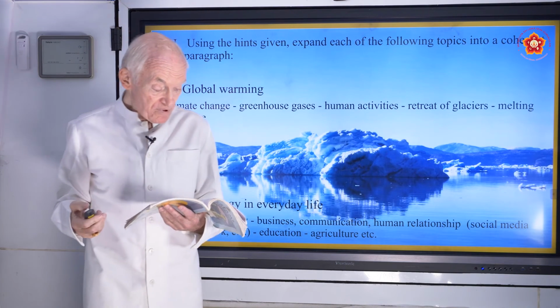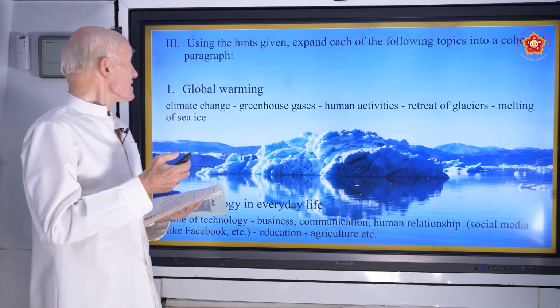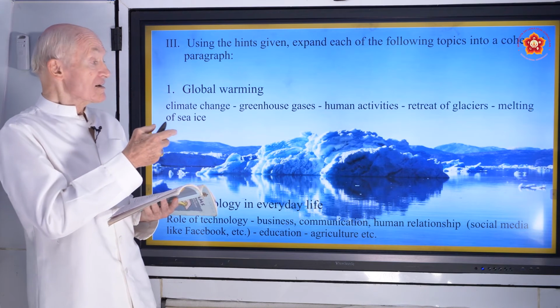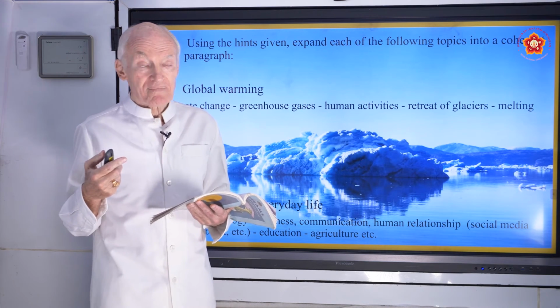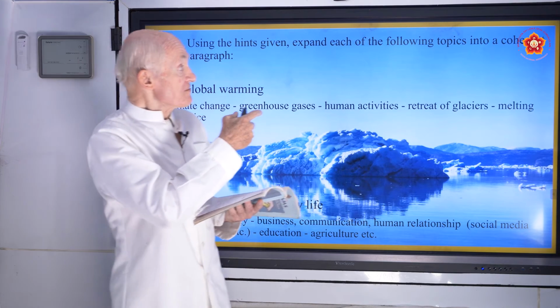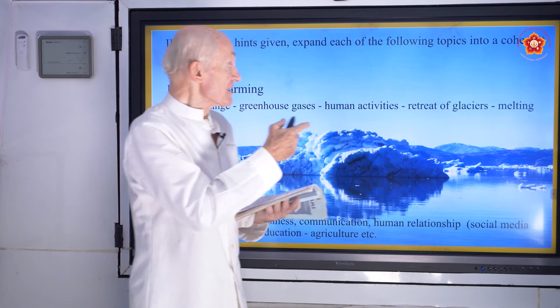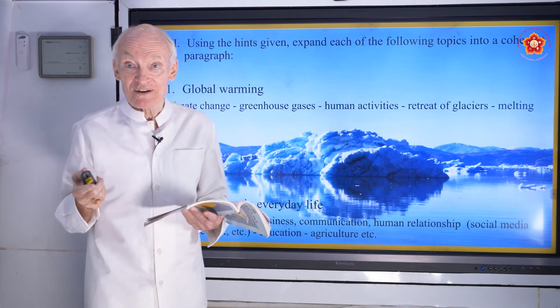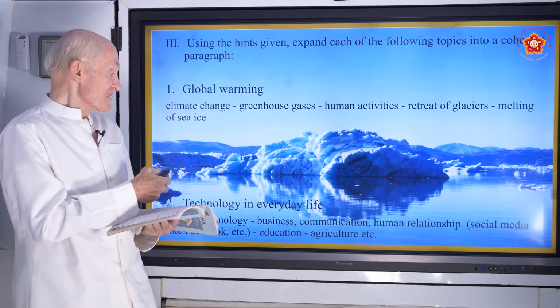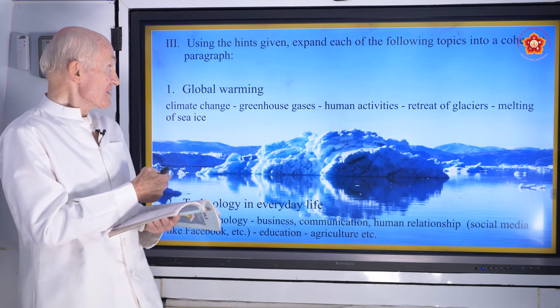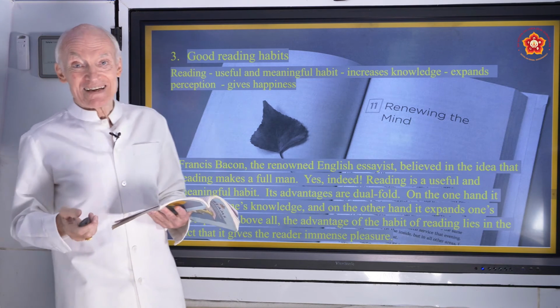Now, what they've done in your book is they've given us five examples of writing paragraphs. They give us some clues on topics, and they want you to write five paragraphs. First one is global warming. Second one is technology in everyday life. Third one is good reading habits.